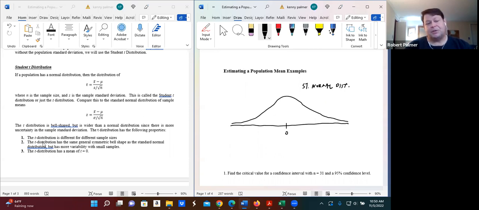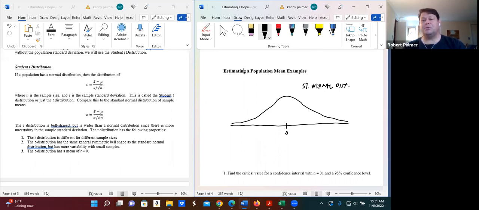So, a few things about the t-distribution. The t-distribution is different for different sample sizes. That means it's going to be wider or narrower depending on the sample size, but it's still centered here. The t-distribution has the same general symmetric bell shape as a standard normal distribution. It has more variability for smaller sample sizes. And the t-distribution has a mean t of 0.